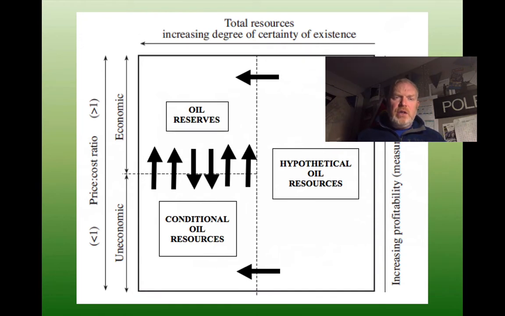This diagram then shows the relationship between these. If you look on the left here, you'll see there's an axis that's called price to cost ratio. The price is how much we can sell a material for. The cost is how much it costs to get out of the ground and to process it. If it costs more to get it out of the ground and process it than we can sell it for, we're going to make a loss. If we can sell it for more than it costs us to get out of the ground, it becomes profitable. And that can be the difference between a reserve and what we call a conditional resource.